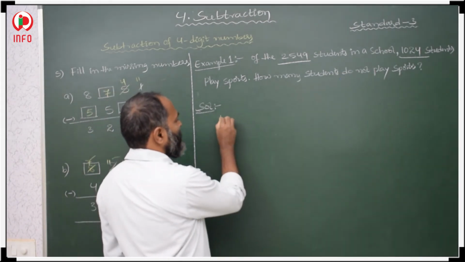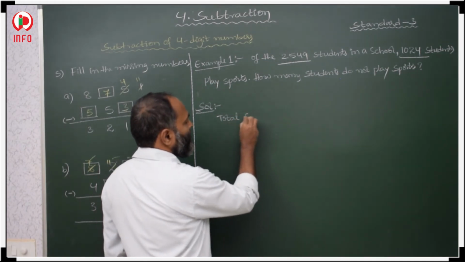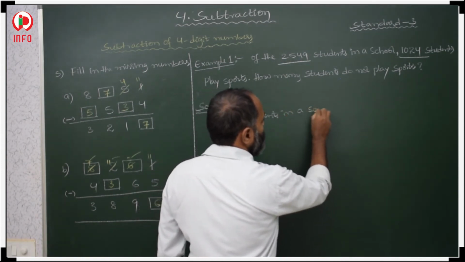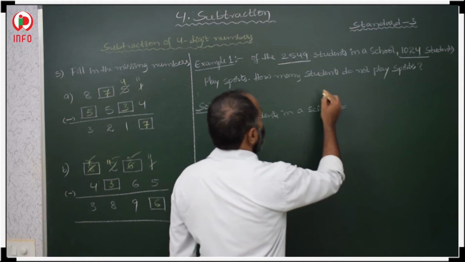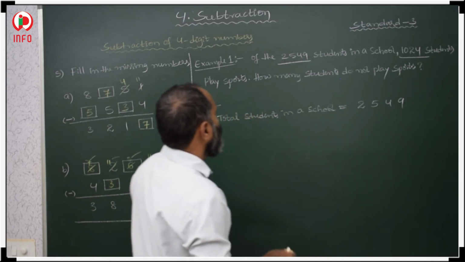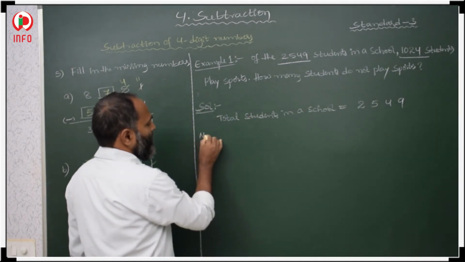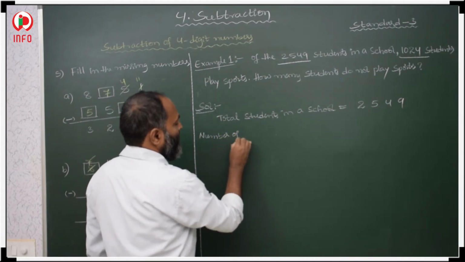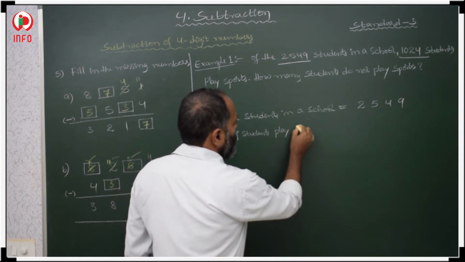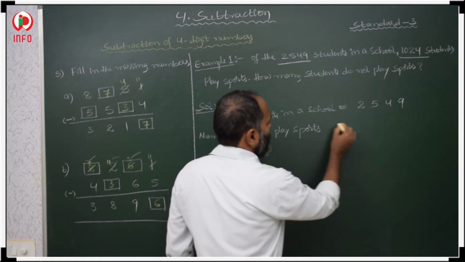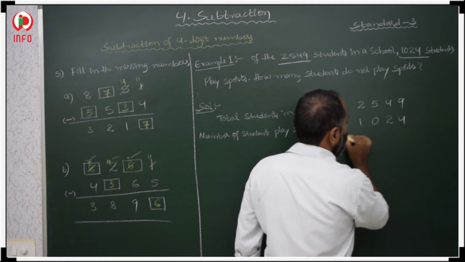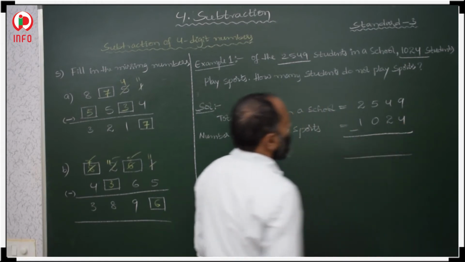First you write total students. Total students in a school. How many students are there in a school? 2,549. Number of students who play sports. How many students? 1,024. Then how many students will not play sports?